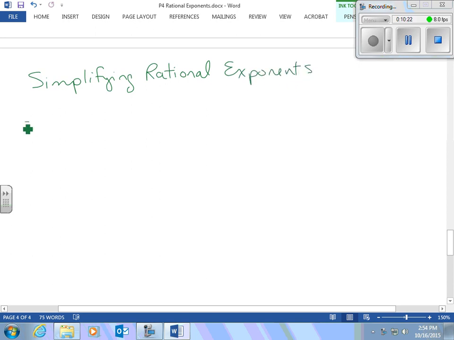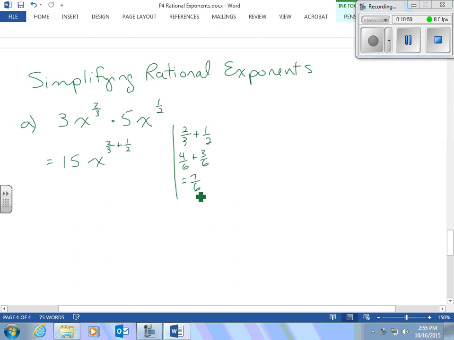Simplifying rational exponents. And again, the rules are going to be the same as what we've experienced before with exponent rules and with radicals. So if I have 3 times x to the 2/3 times 5x to the 1/2, I could take the coefficients and multiply them to get 15, and I can take the exponents on x and add them together. So I'll have 2/3 plus 1/2. So off to the side, I'll do my 2/3 plus 1/2, which will be 4/6 plus 3/6, which will be 7/6. So I've got 15 times x to the 7/6.